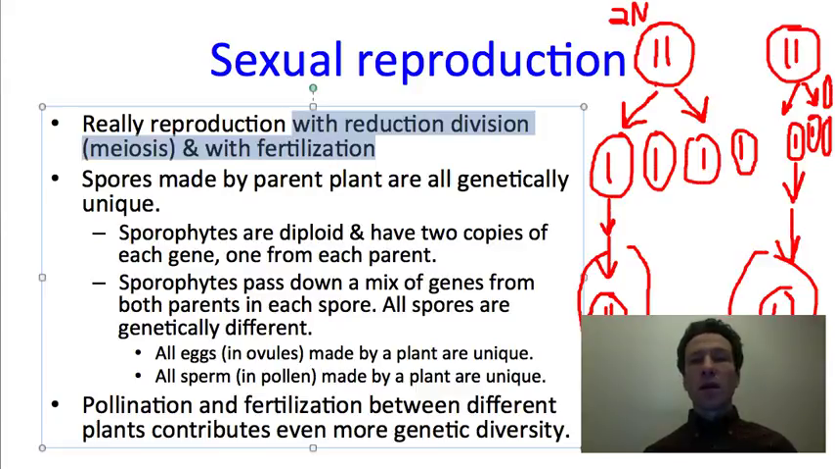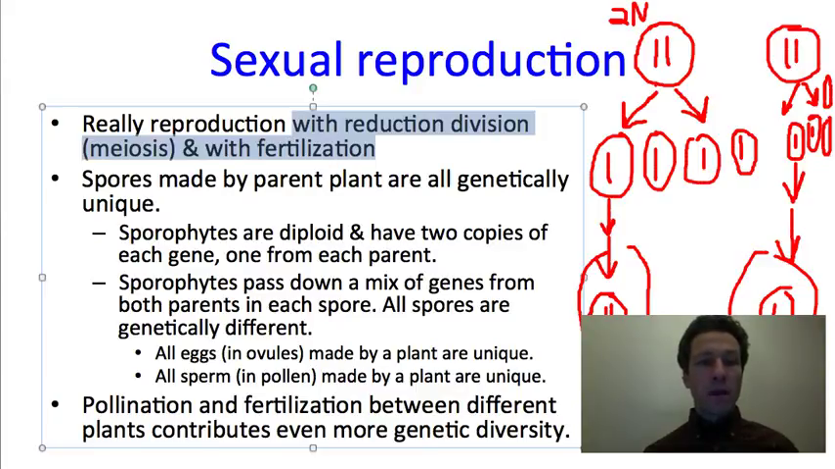What's important here is that because each of the spores made by meiosis in the female parent are genetically different, and because each of the spores made by the male parent are genetically different, when we get fertilization happening, we will have lots of genetic diversity.